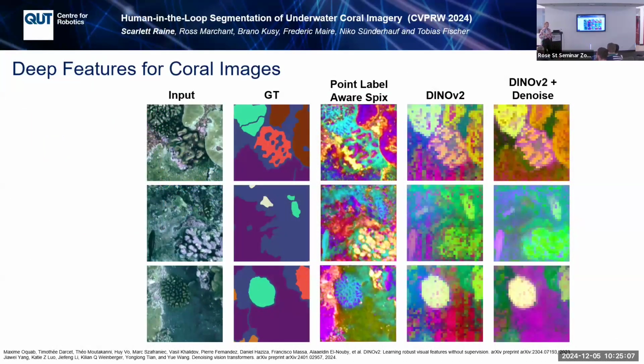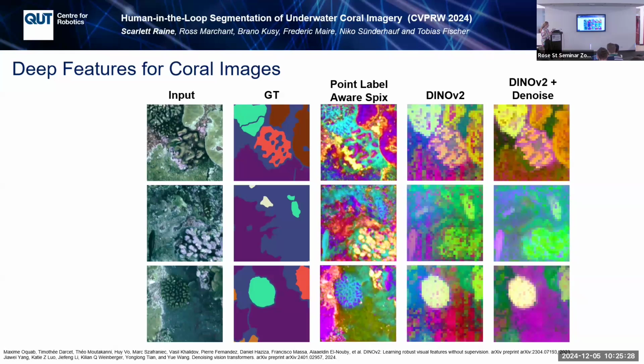Just a little bit about that feature space that I'm talking about. I think this is quite an interesting point. In our work with the superpixels, we trained a feature extractor specifically for coral images, so we used some fully labeled data to do that task. The features that we can see in the middle here are from that trained feature extractor on coral images.